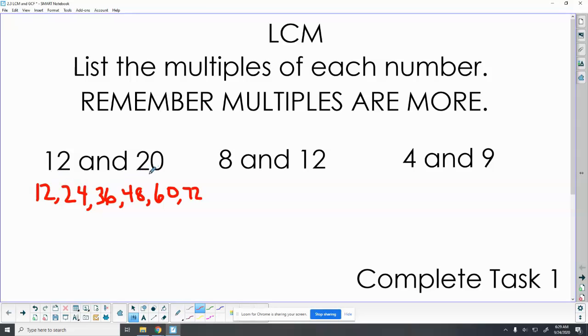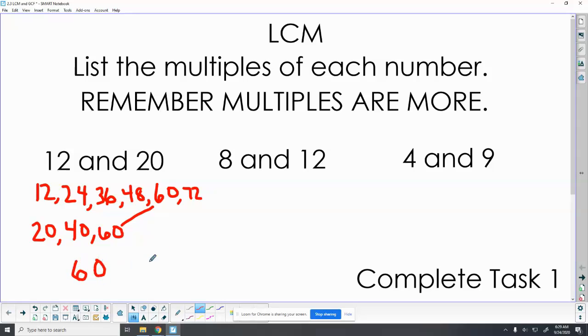Now I'm going to list the multiples of 20. Skip counting by 20, then 40, 60, and I can actually stop there because I see that these are in common. It's the smallest number that they have in common. They don't both have 40, they do not both have 20. So the smallest number they have in common is 60.